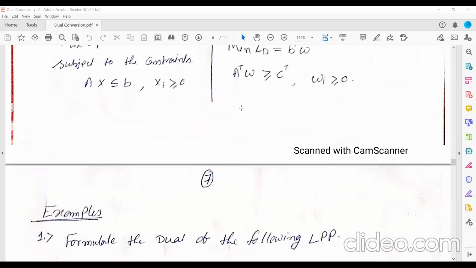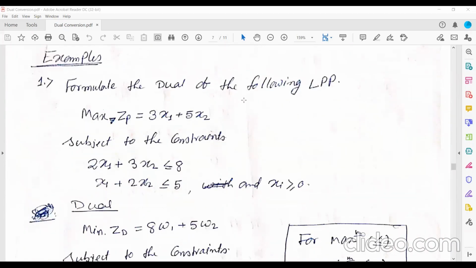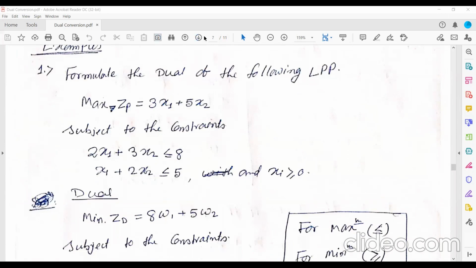Now see, I have taken some example problems here. Formulate the dual of the following LPP. So already I told you how to form a dual of a linear programming problem. Whatever the LPP is given, that is your primal. First you need to convert into a standard primal, and then you need to convert into dual.